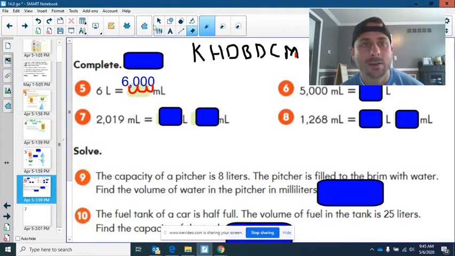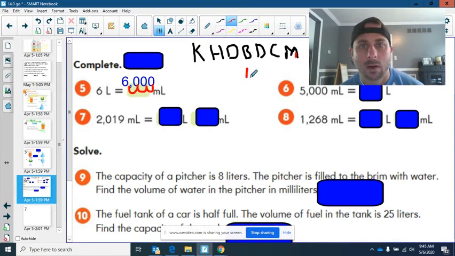All right, so 5,000 milliliters. So we're still talking liquid measurement. I can use the same base. We're talking liquid because it says milliliters. Notice they do a lowercase m, capital L, and we're going to liters. So we're going from a smaller unit to the bigger unit.